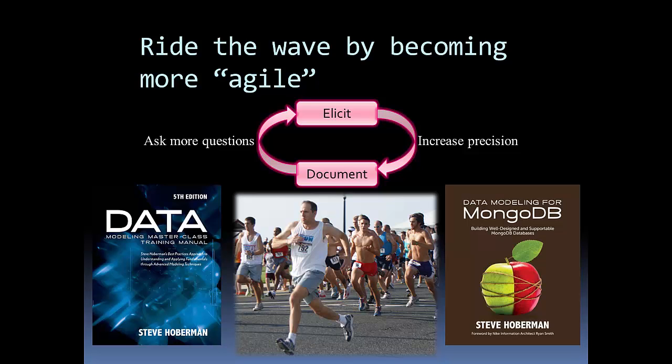Because really when you think about what we do, we have this iterative cycle where we elicit requirements, we ask questions to people, and then we document them. And documenting them on our data model means that we're increasing precision. And a lot of times when we do that, new questions come up, and it causes this cycle that continues until the modeling is complete. So we can have more templates and more spreadsheets for people to fill in to help us become more agile.